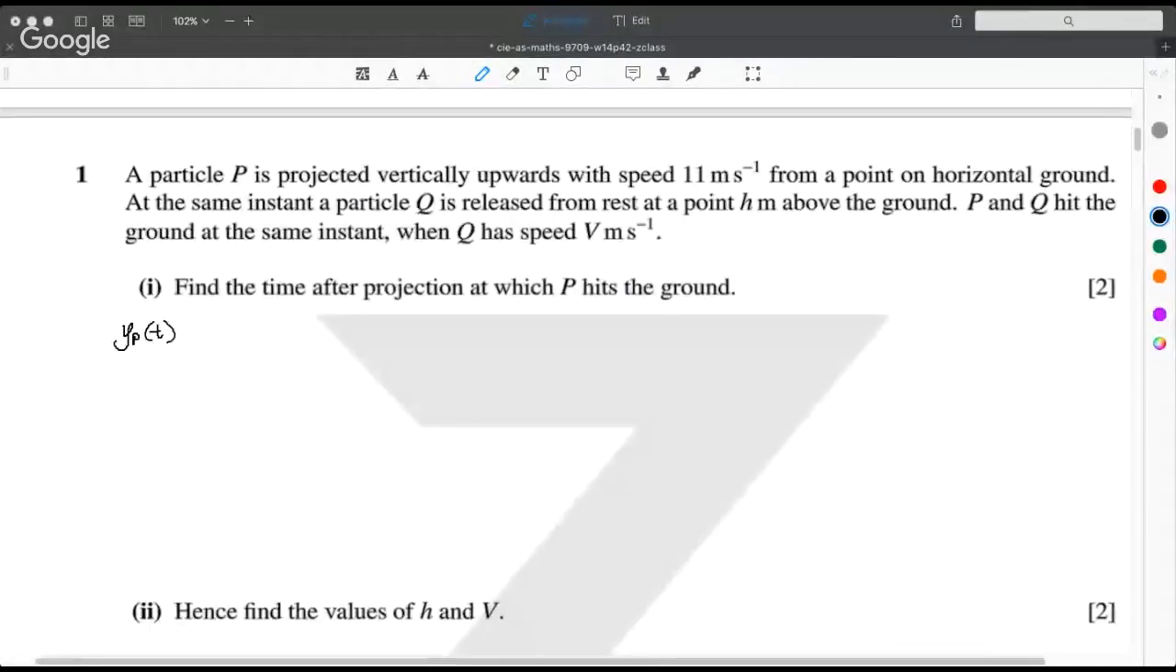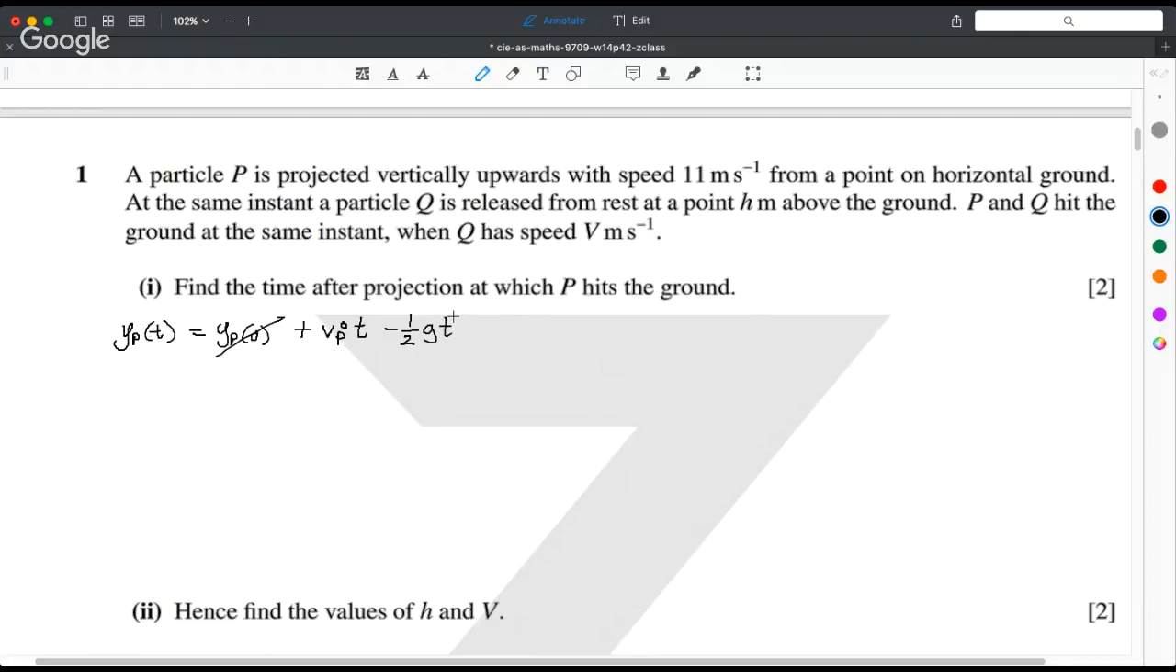So the first thing to do is to think, what is the initial y position? Well, that's just 0. So yp at 0. This is just using the constant acceleration equations, which we can use because the acceleration is constant. It's just g. But that initial displacement is 0 because it's going from the ground. Then you add the initial velocity of the particle times the time that's elapsed. And then you account for the acceleration or deceleration, and that's just 1/2 at squared.